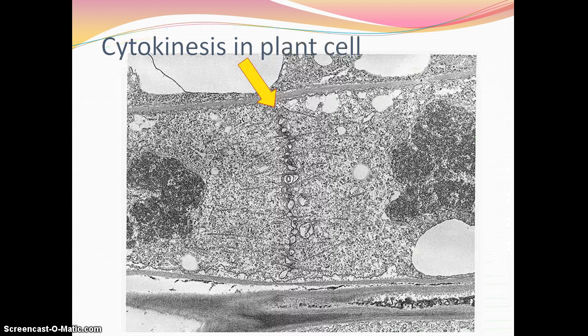Here's a picture showing that occur. So you can see that cell plate forming here. Late telophase and cytokinesis in the plant cell. And you can actually see the circles of those vesicles lining up.